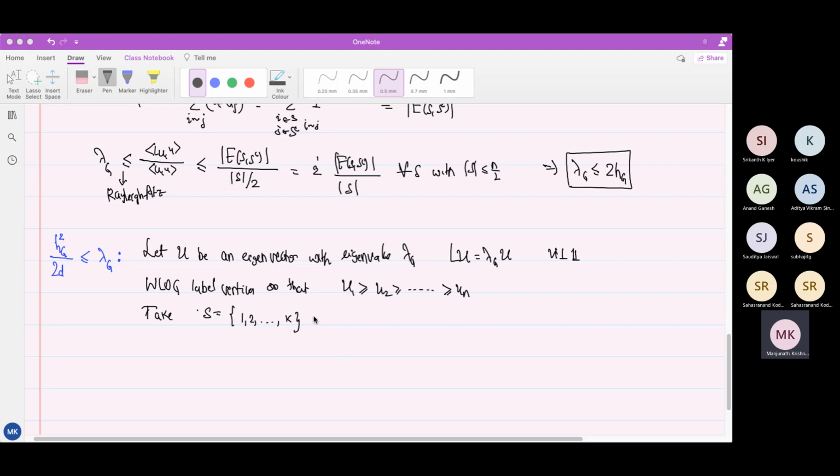So take S to be the set 1 to K. The point is, this is, if you want, a sub-level set of U.